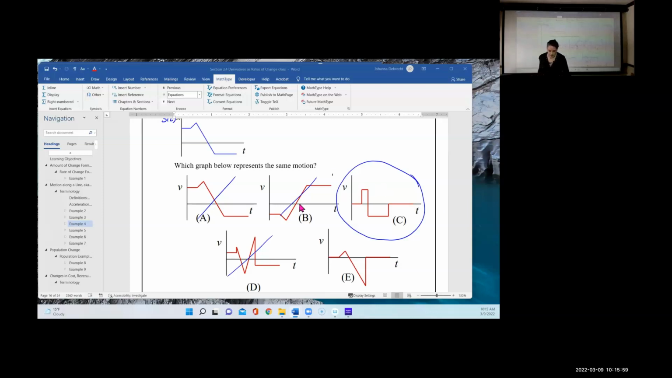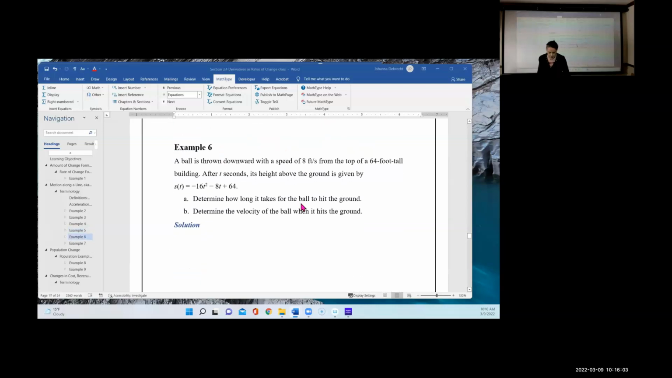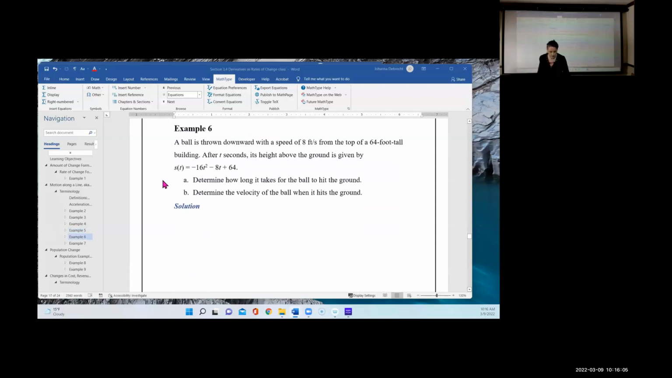Okay, let's now take a look. We're going to skip example 5 in the interest of time, and we're going to move on to examples 6 and 7. All right, so looking at example 6, we have a ball thrown downward with a speed of 8 feet per second. So it's thrown down, which means it has negative velocity. That's where the -8 in the formula is coming from.